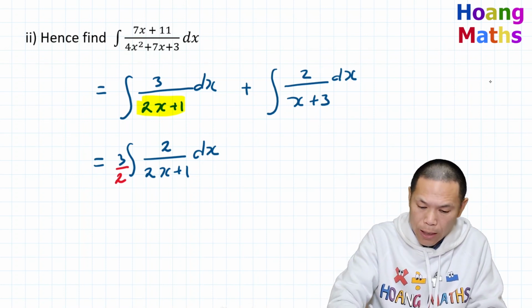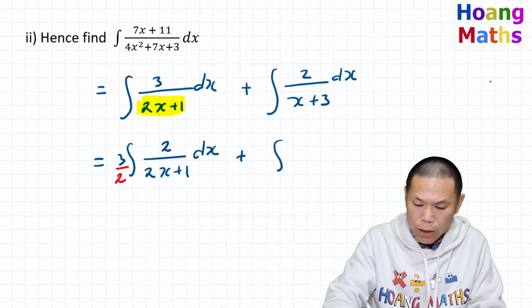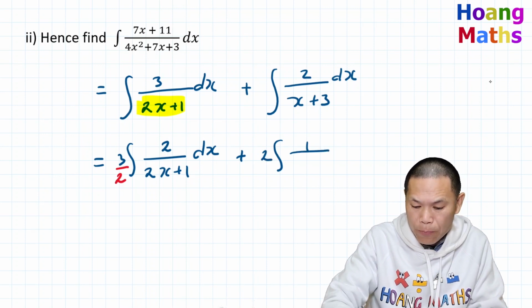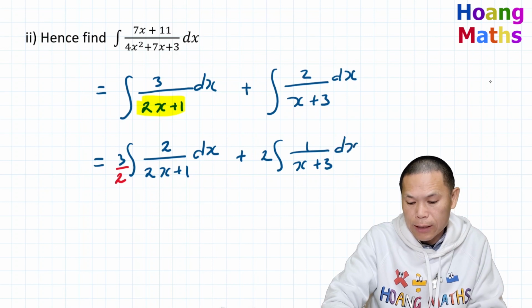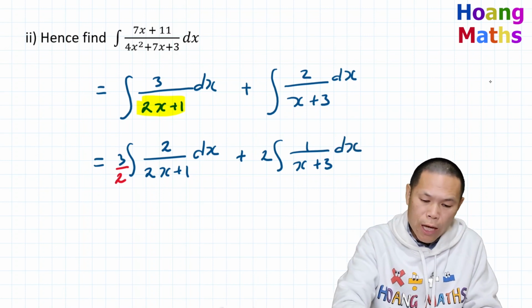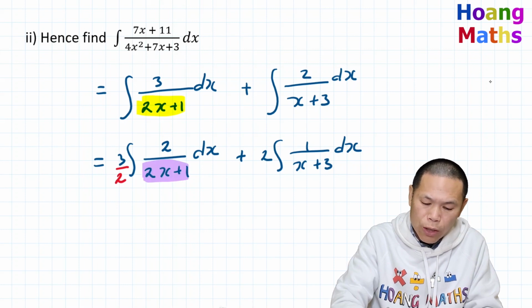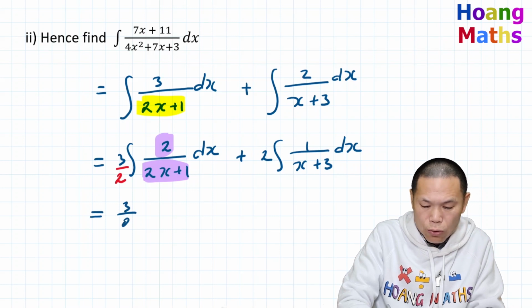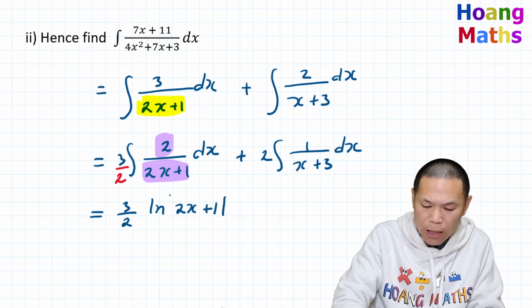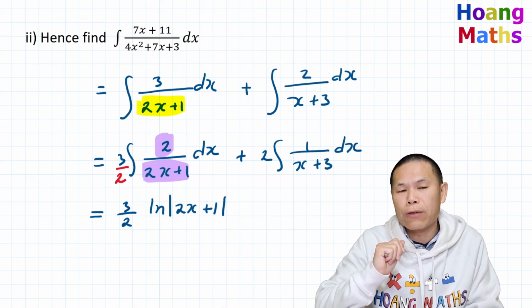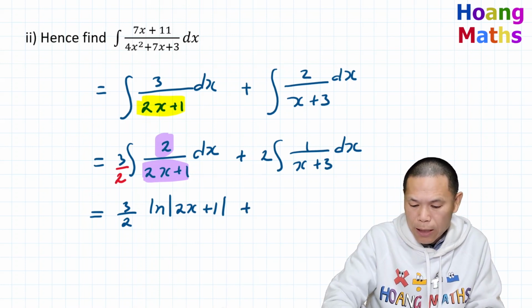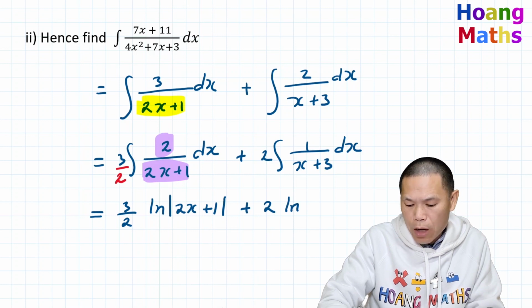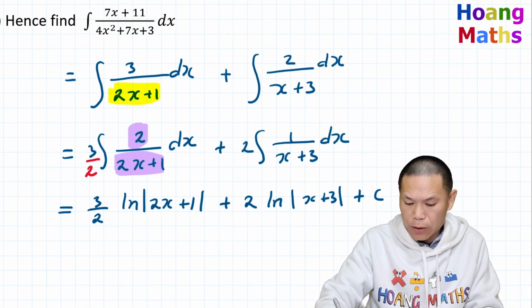And then the second one, what I do, I take the 2 out. So that will give me 1 over x plus 3 dx. So now there you go. So if we integrate this, so differentiate this, will give me the top. So that becomes equal to 3 over 2 ln of 2x plus 1. And we take the absolute value, because we cannot take a log of a negative number. So that becomes this, okay? So we add ln of the absolute value of x plus 3. And we add a constant.